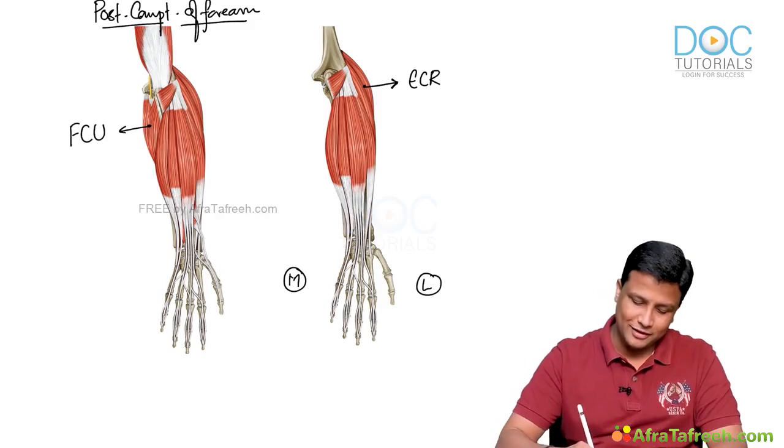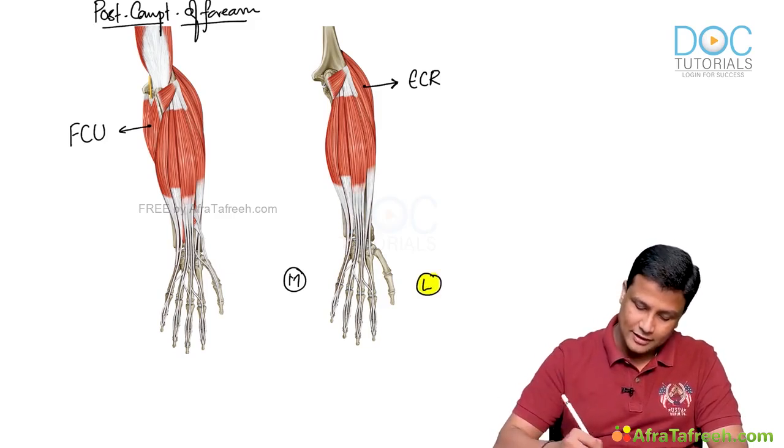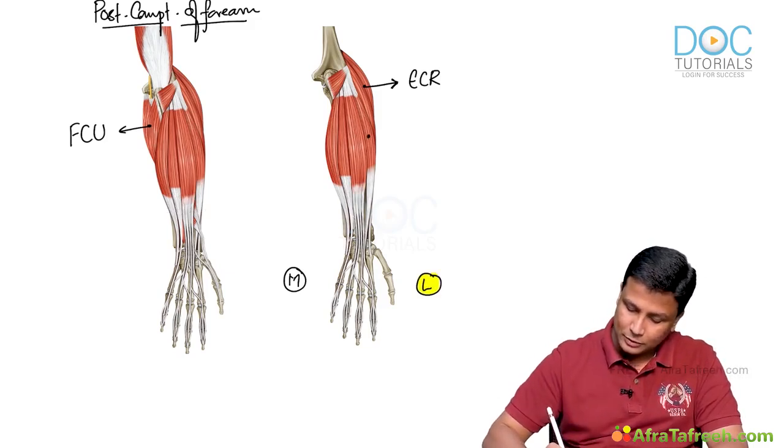But there is a small problem here. What is the problem here? The problem here is that it's not like only one muscle there on the lateral side. There are actually two of them, so there is one more.